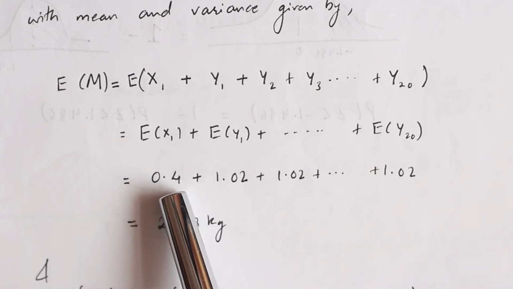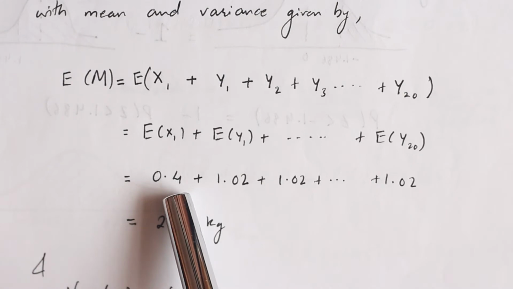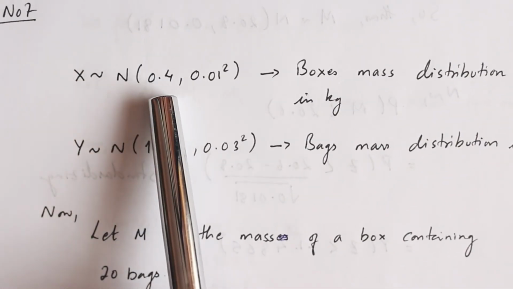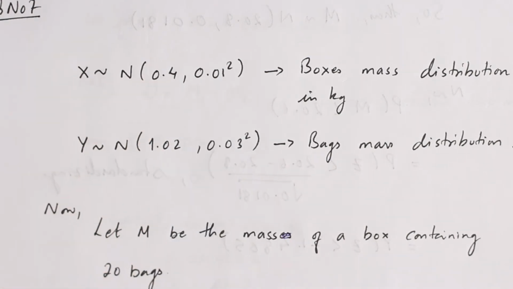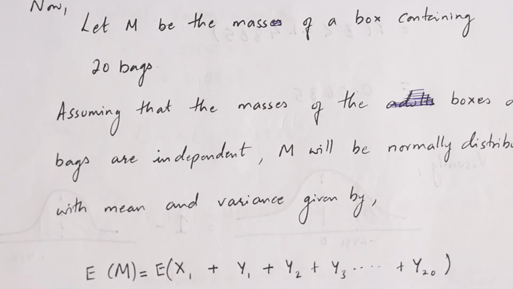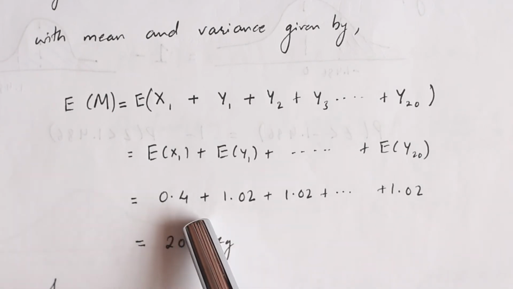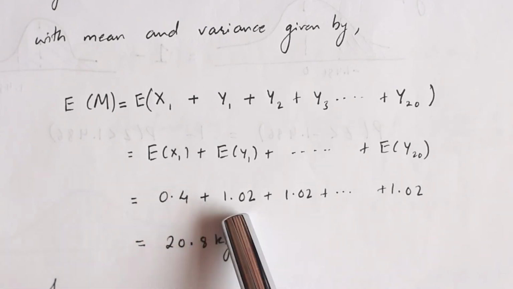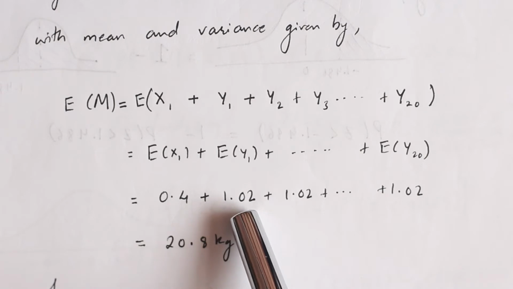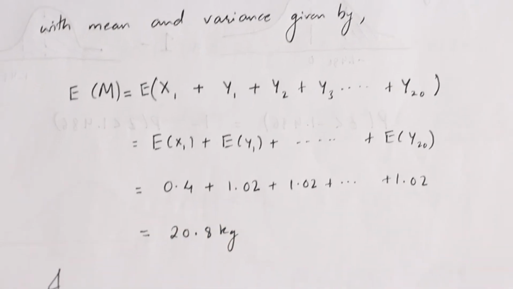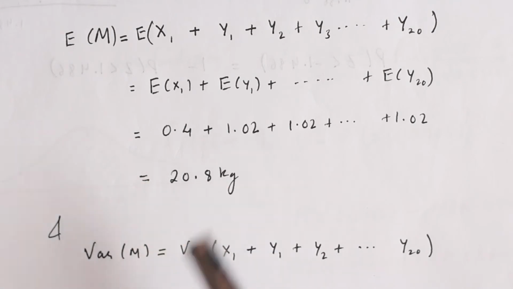And expectation of X1 is 0.4, right? We're given in the question itself that the expectation of X is 0.4, so that any box you take has an average mass of 0.4 and the bag's mass is 1.02 kg. And so if you add up everything you get 20.8 kg.